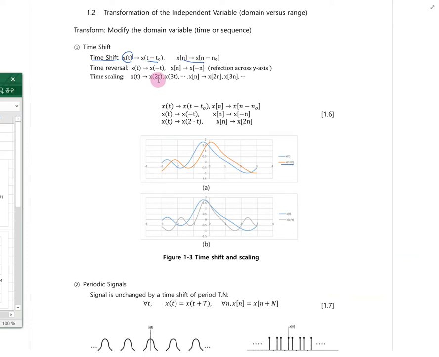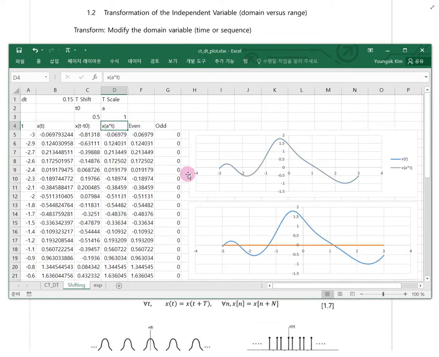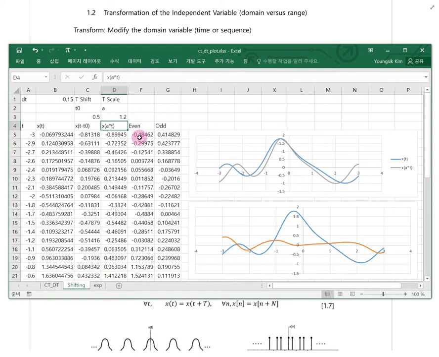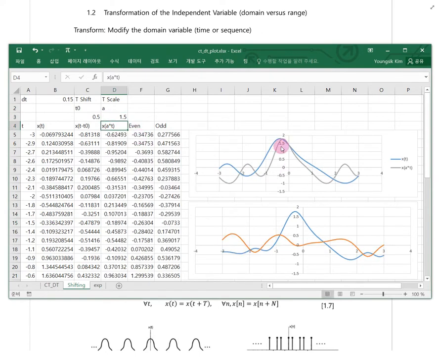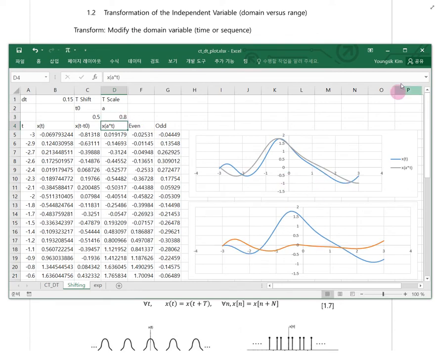And the last one is scaling. If we apply time scaling to the domain, the signal can shrink or expand. Here is x(at). When a equals 1, they overlap. But if we increase it to 1.2, that's shrinking. Increasing to 1.5 gives further shrinking. If we take a smaller value like 0.9, it's a little bit of expanding. 0.8 is further expanding. That's the scaling.